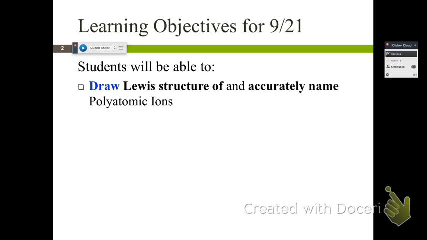I've got two other really big presentations I have to do today to other groups of individuals. So I feel like we're gonna do this. We're gonna make sure that everyone by the end of the day is able to draw Lewis structures and know their polyatomic ions, at least some of them. So we're going to spend some time working on that.